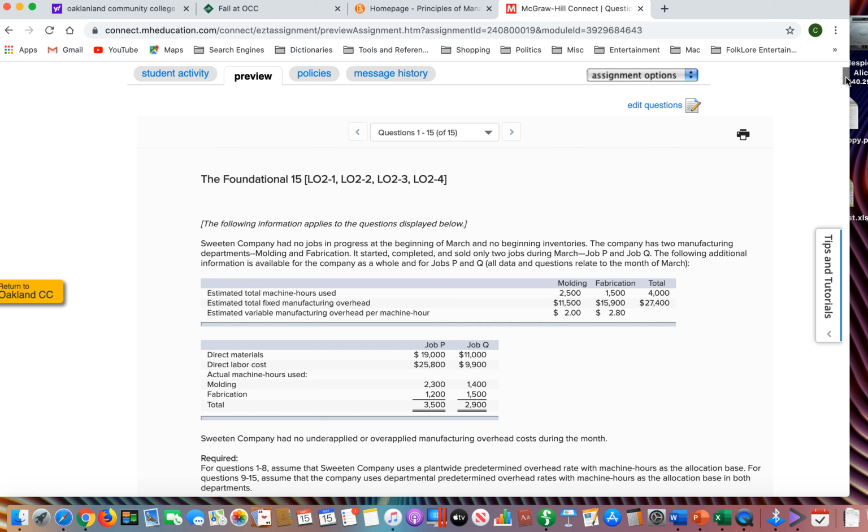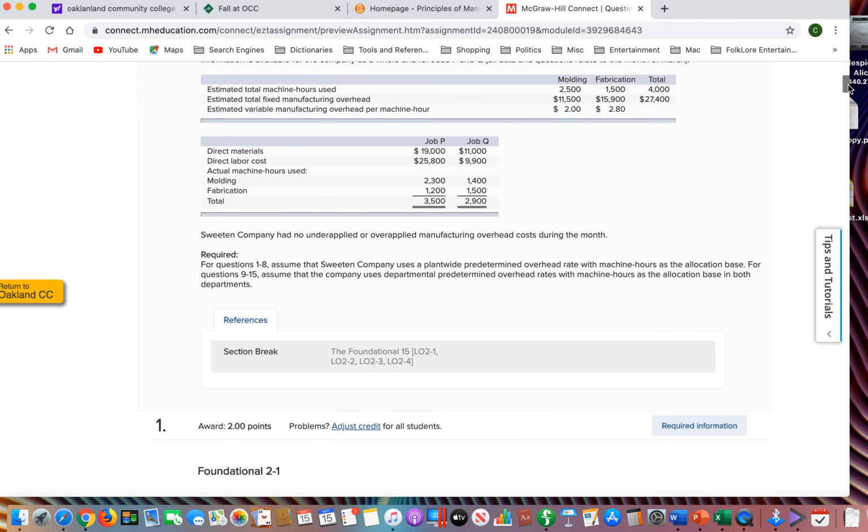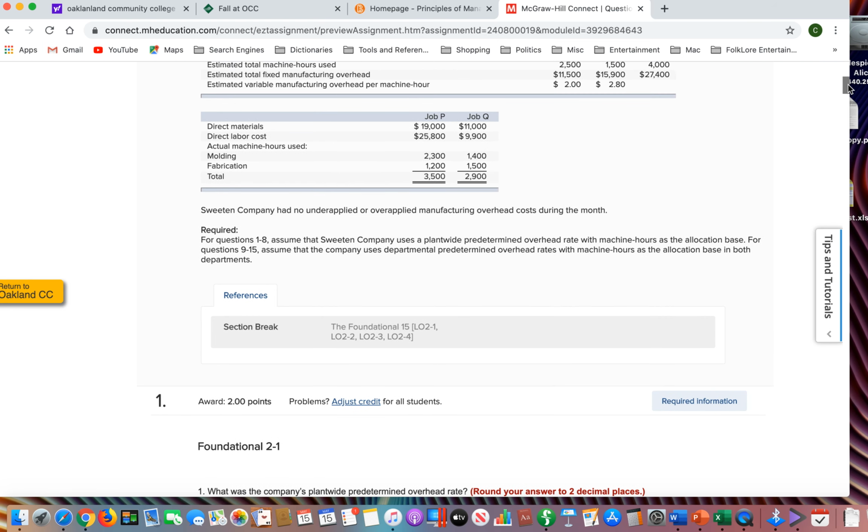But with that in mind, again, we have this information before us right now, and we see the two jobs, the direct material, direct labor costs, and so forth. For the first 8 questions, we're going to use a plant-wide or factory-wide predetermined overhead rate, and thereafter it'll be by department. Okay, so let us proceed to the first question. There we go. What was the company's plant-wide predetermined overhead rate?